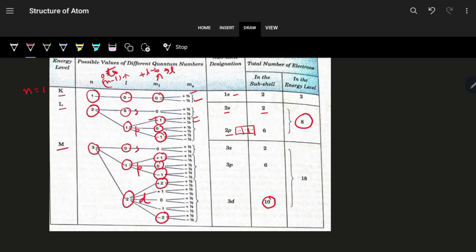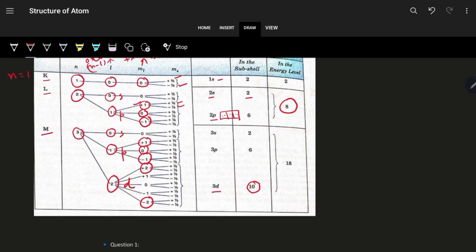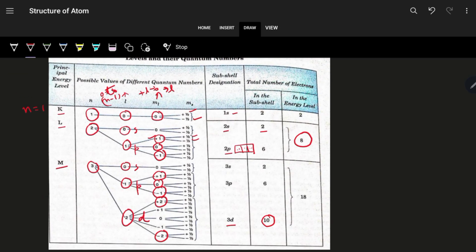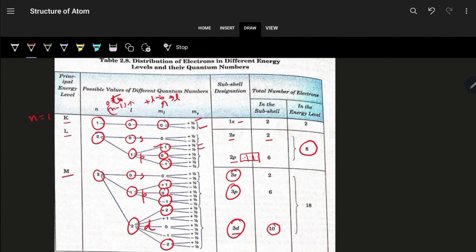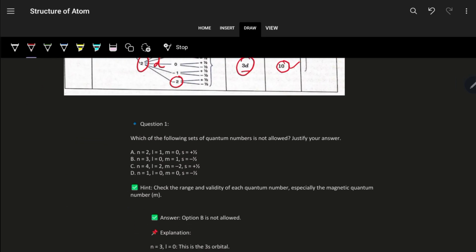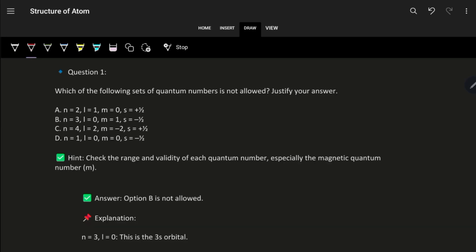And corresponding to n equal to 3, so 3d. So in the n equal to 3 shell, how many total electrons can be there? For that, you have to see what are the subshells corresponding to the shell. That is s, p and d. So the n equal to 3 shell can have a total of 2 plus 6 plus 10, that is 18 electrons.